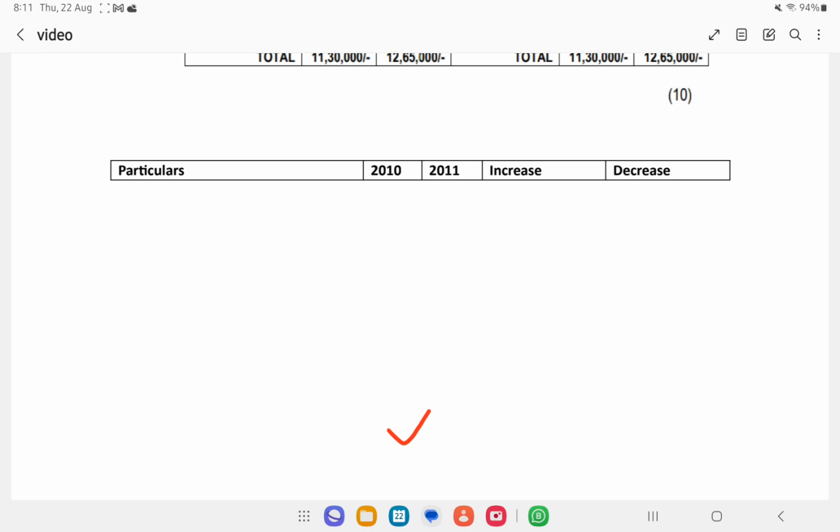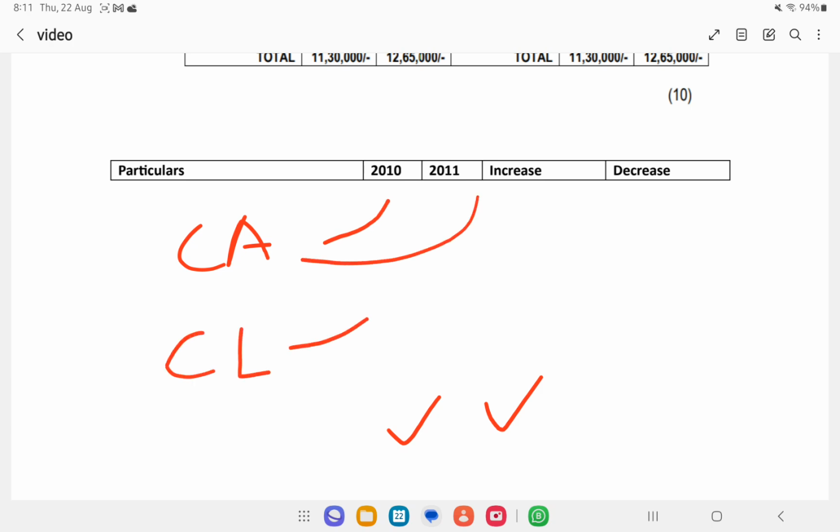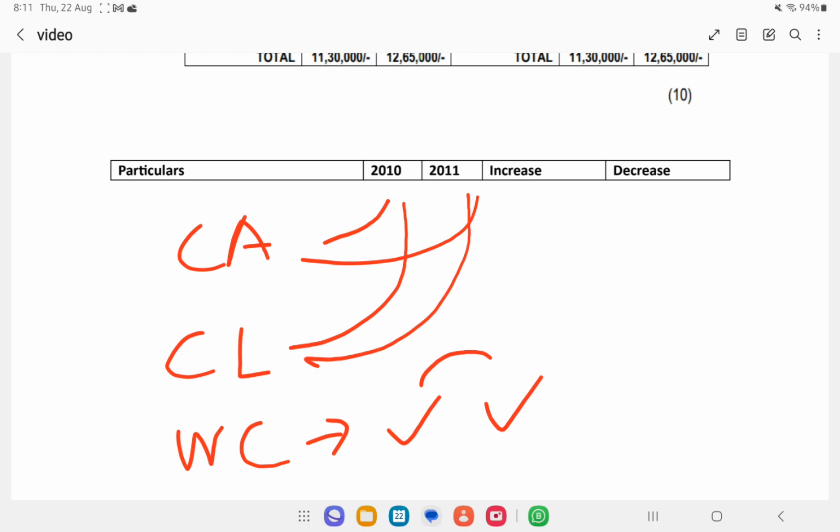Remember, we will get two values for working capital, because why? We have totals for current assets in 2010 and 2011. We have totals of current liabilities in 2010 and 2011. So we will get two values for working capital. There also we should see whether an increase or decrease happened. That also we have to mark here. By that we can find whether an increase or decrease happened in the working capital.